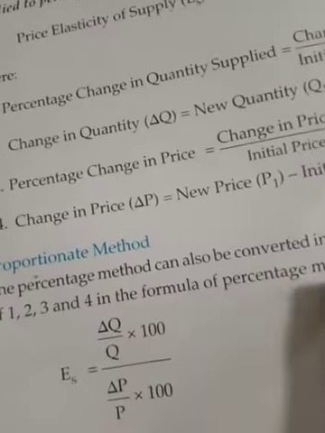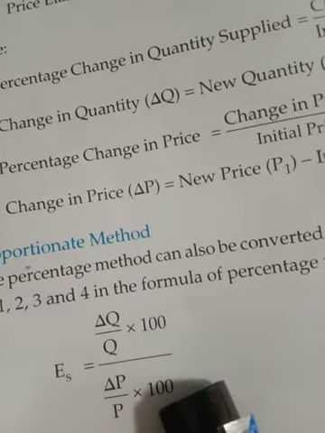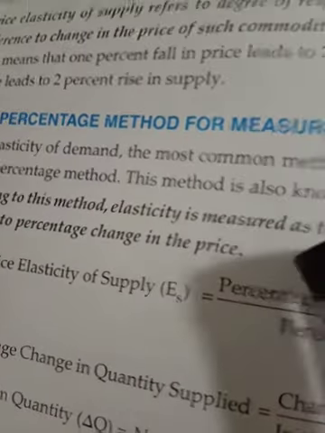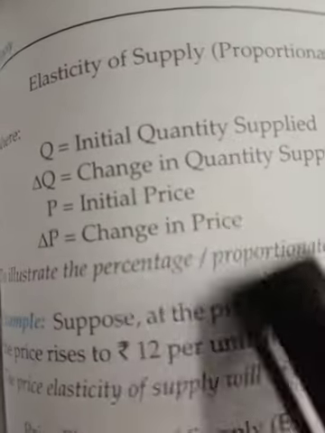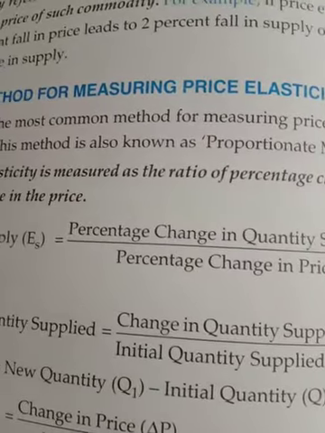Next is the proportionate method. Under the proportionate method there is a formula: change in Q by Q into 100, change in P by P into 100. If you simplify this, you get change in Q by change in P into P by Q. It is the same formula you follow in elasticity of demand. Here elasticity of supply does not have any negative sign, because price and supply have a direct relationship. You have to clarify what is change in Q and what is Q. Q is the old quantity, change in Q is the change in quantity supplied, P is the initial price, and change in P is the change in price. These are the formulas you will use for solving numericals.